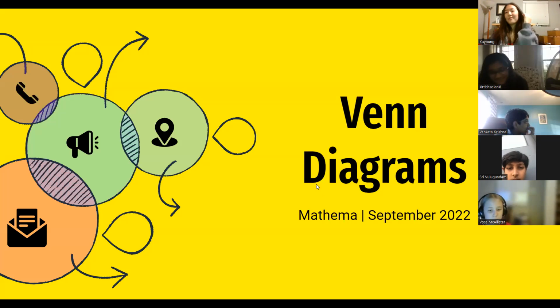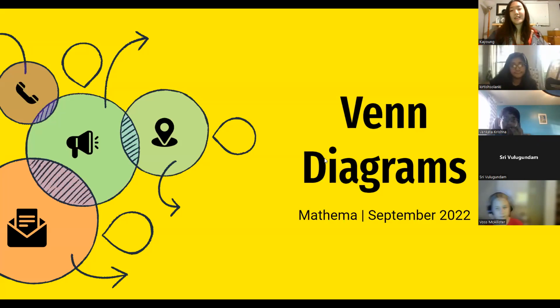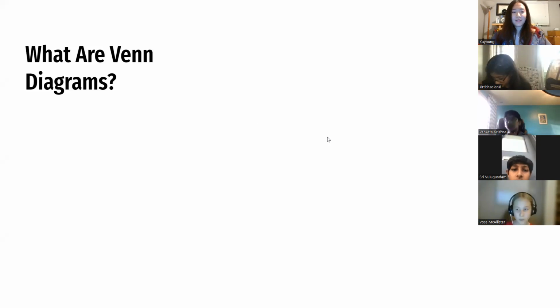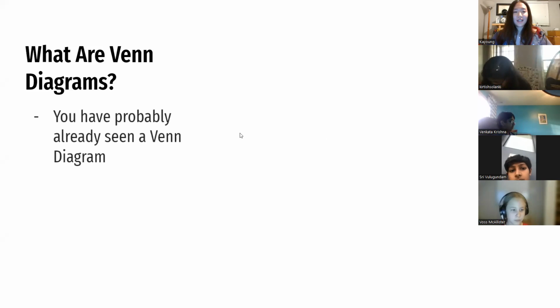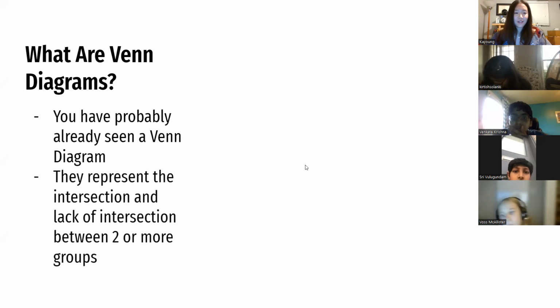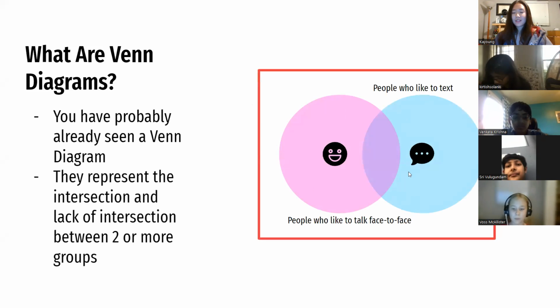Okay, so today we're learning about Venn diagrams, and that's all we're going to do today, but it'll be fun. So what are Venn diagrams? Well, I'm sure you've probably seen a Venn diagram. It's like the thing with circles and overlapping areas. So they represent the intersection and the lack of intersection between two or more groups. So basically, to show you a picture, it's like that.